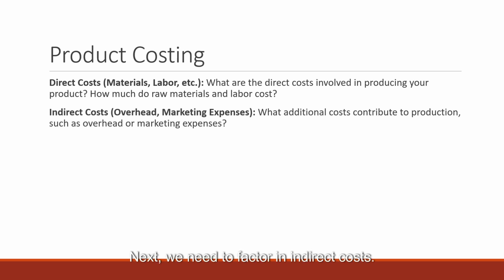Next, we need to factor in indirect costs. Unlike direct costs, indirect costs are not tied to the production of a single unit but are necessary to keep the overall production process going. Indirect costs can include overhead expenses like rent, utilities, and equipment depreciation, as well as marketing expenses that support the product's visibility and reach in the market.